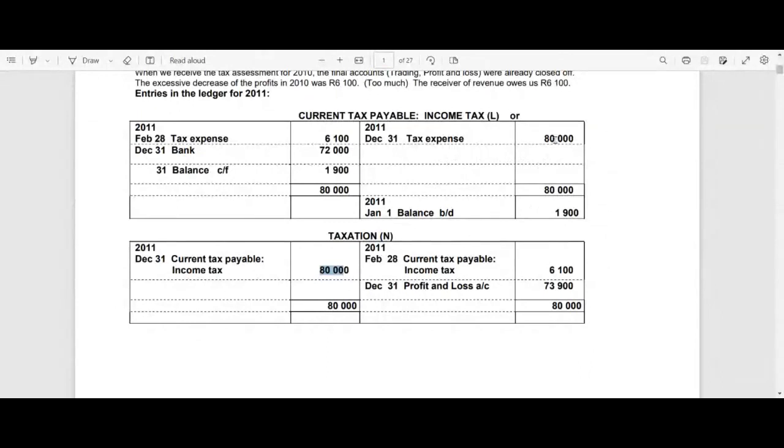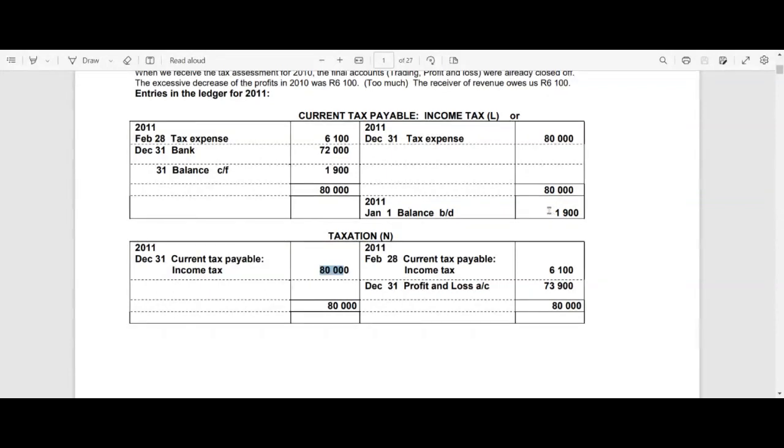You can see there, 80,000 is your total on the credit side. If you add those two up, it comes to 78,100. So your balancing figure is 1,900. You all know from last year how to properly balance off an account. So you pay it forward, and there you've brought it forward to the new financial year.